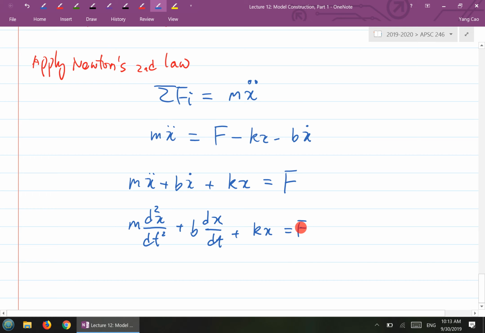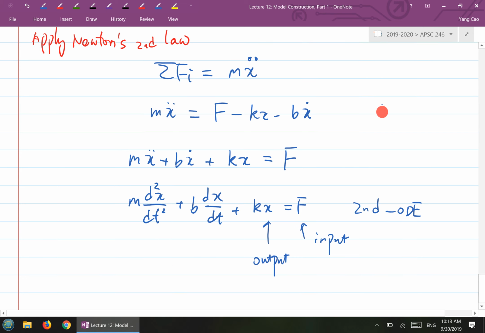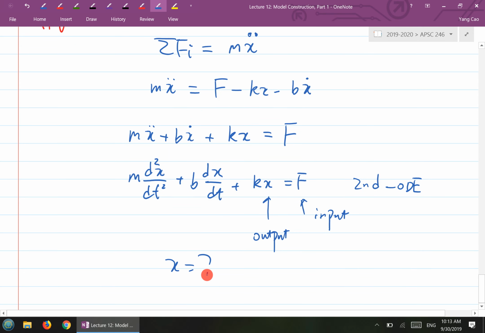Okay. And this is a second order differential equation. And we can also solve this one. We'll learn how to solve this. The solution of this will give us, so this is your input, right? And then x here is the output. So we'll be able to solve for x, and we'll see what x looks like, and then we'll be able to predict or describe the motion of the object M.